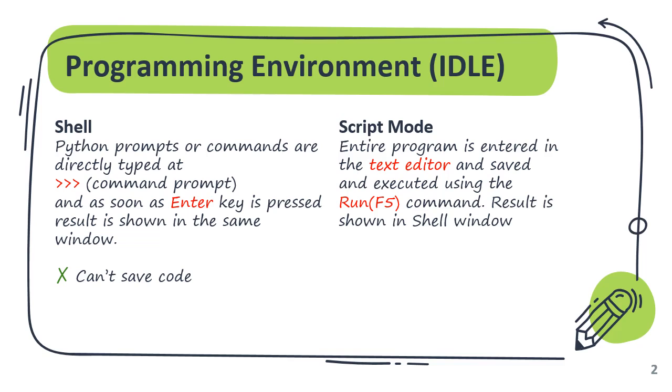Then the second one is the script mode. The entire program is entered in the text editor and saved with the extension .py. Then we can execute the file using the run command in the run menu, or the F5 key. You can press the F5 key to run the program. The result is shown in the shell window we have previously discussed. So that is the Python shell and script mode.